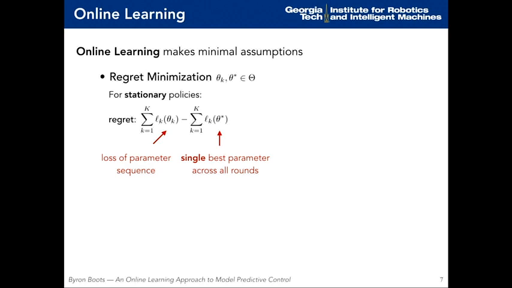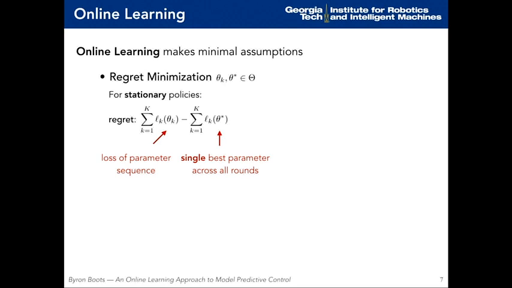So we're going to think about two types of regret minimization today. For stationary policies, where we want to learn a policy that works everywhere in the environment, minimizing regret basically means learning a sequence of policies that compares well with the best policy in my policy class in hindsight. So in other words, I want to learn rapidly. I want to do the best that I can given my policy class and the data that I've seen so far.